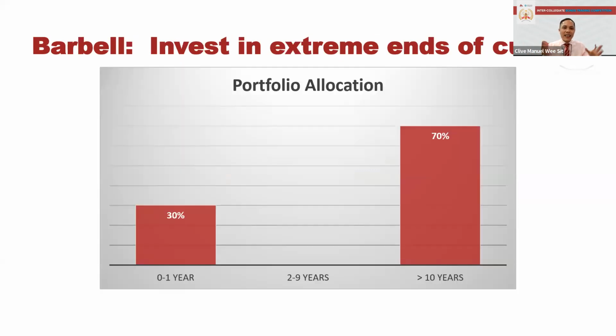All right. And then lastly is a barbell. I will not go through this anymore kasi napag-usapan natin. But essentially a barbell is taking a position in extreme ends of the yield curve. A lot in the short end of the curve and a lot in the long end of the curve.